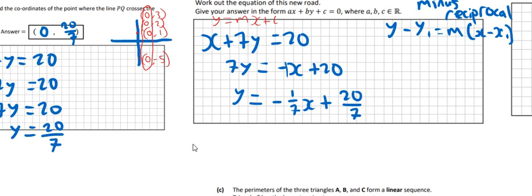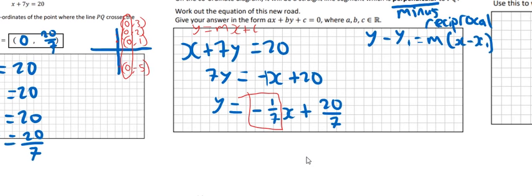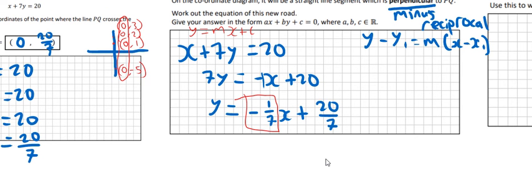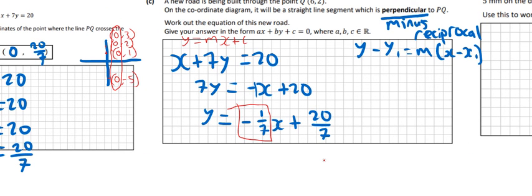Now, the slope of the line PQ then has to be minus 1 over 7. So let's go back to what we were saying at the start. The line perpendicular to PQ, which is the line that we want, its slope will be minus the reciprocal. So let's do minus the reciprocal of minus 1 over 7. Minus minus will become plus, so it'll be plus 1 over 7.